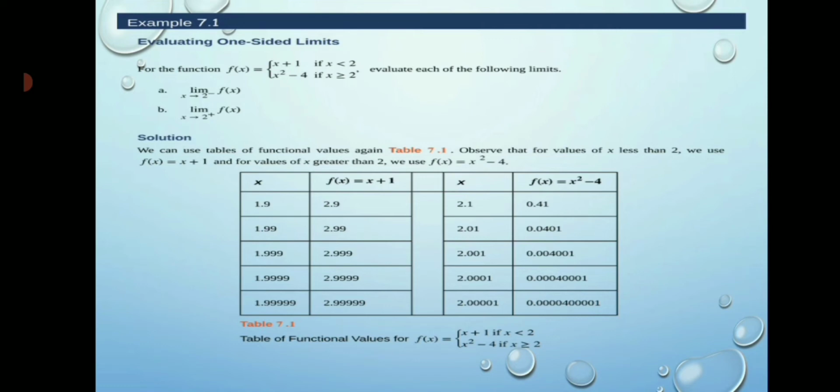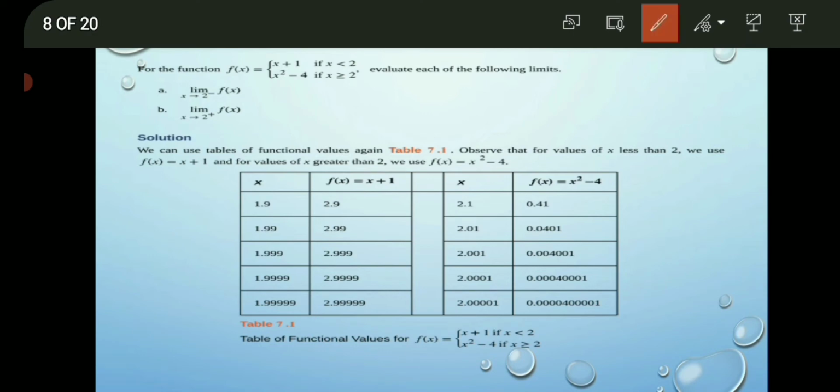So the solution: we can use a table of functional values again. In Table 7.1, observe that for values of x less than 2, we use f of x is equal to x plus 1, and for values of x greater than 2, we use f of x is equal to x squared minus 4.